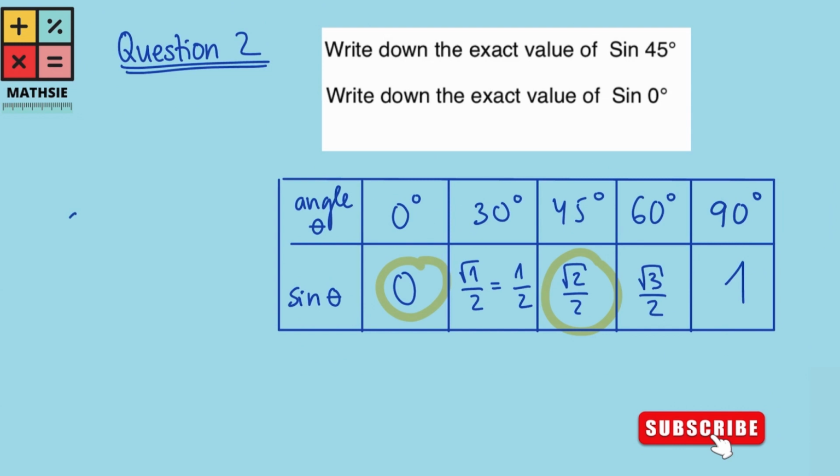The ones that we are asked about are sine 0 and sine 45. So sine of 0 would be 0, and sine of 45 would be equal to square root of 2 over 2. And we're done.